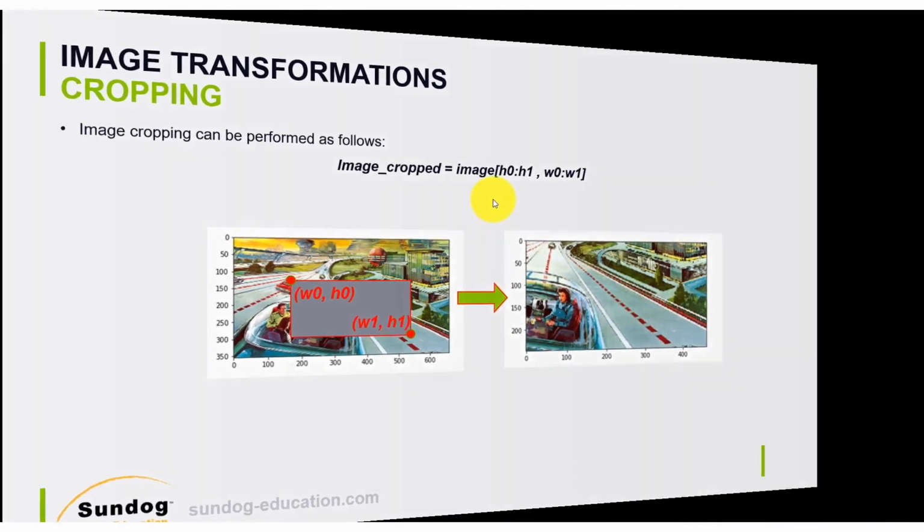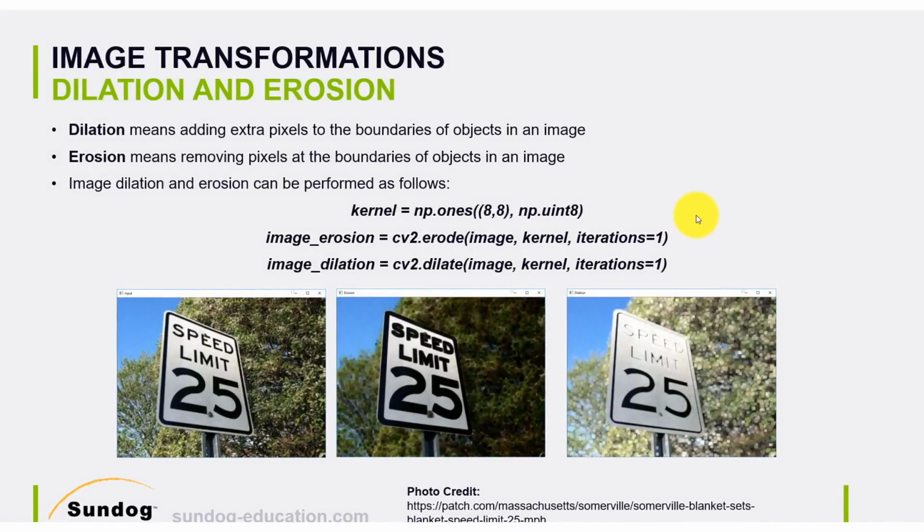The next operation we're going to be doing, which is very important, is dilation and erosion. Dilation means adding extra pixels to the boundaries of the object in an image. Say I need to classify traffic signs, which is one of the projects I'm going to be doing. Let's say I have 43 classes: speed limit 25, speed limit 50, speed limit 100, or yield, or whatever.